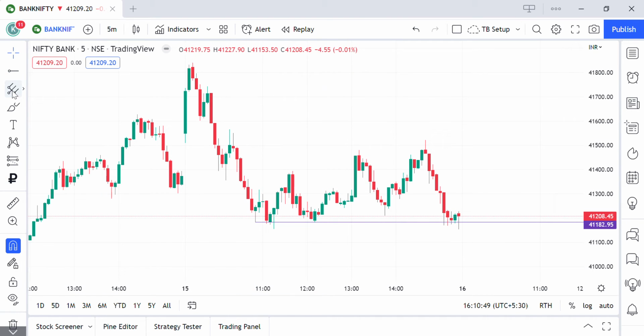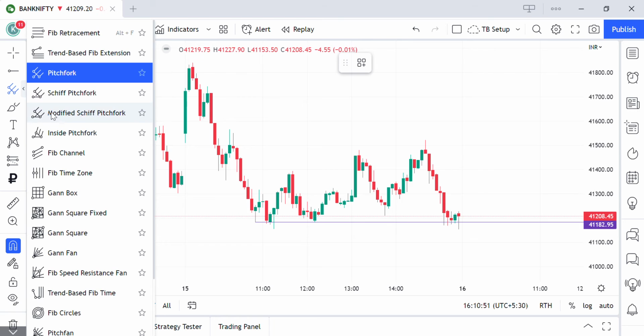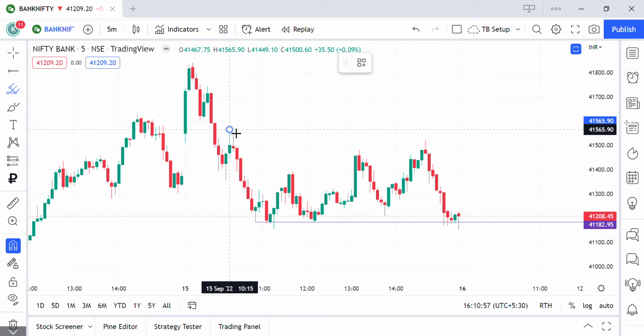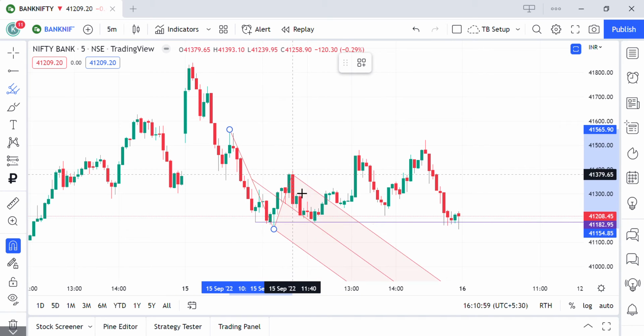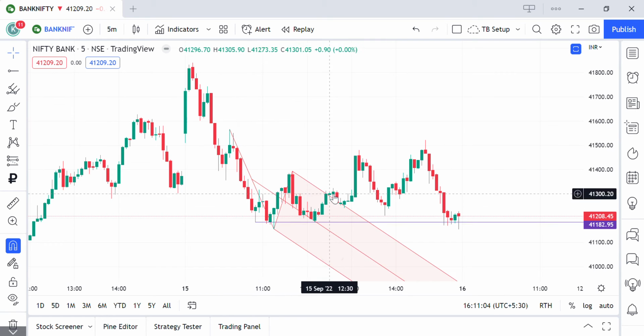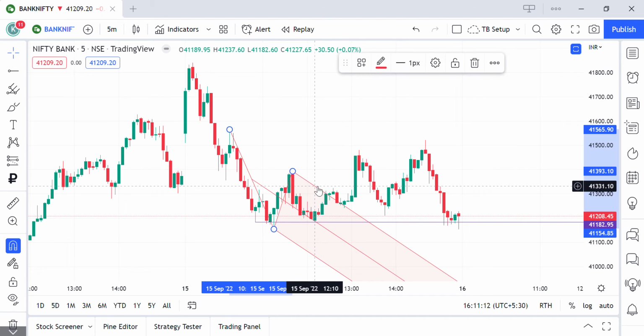draw some pitchfork to align our context. Since price is in sideways, rather than taking a regular pitchfork, we work with a modified pitchfork. If I draw a modified pitchfork between the latest major highs and lows, price is respecting the midline of this pitchfork at this level and creating a fractal bar, a bullish bar. So this is certainly an opportunity for us to go long.